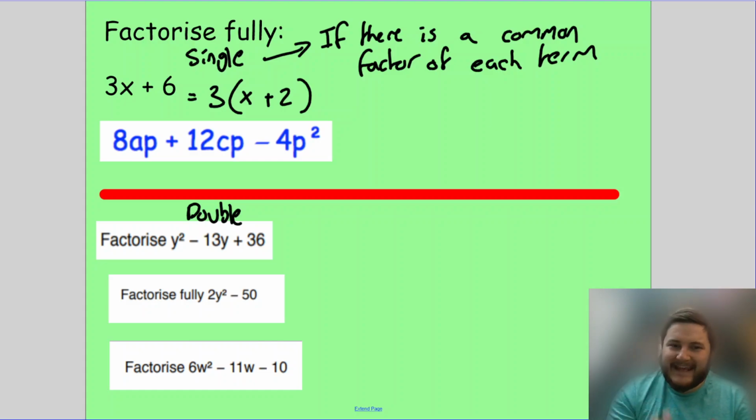Okay, so that is the key distinction of how you can tell single bracket from double bracket. It's nothing to do with the fact it's squared. It's to do with the fact of there being a common factor and there not being a common factor.